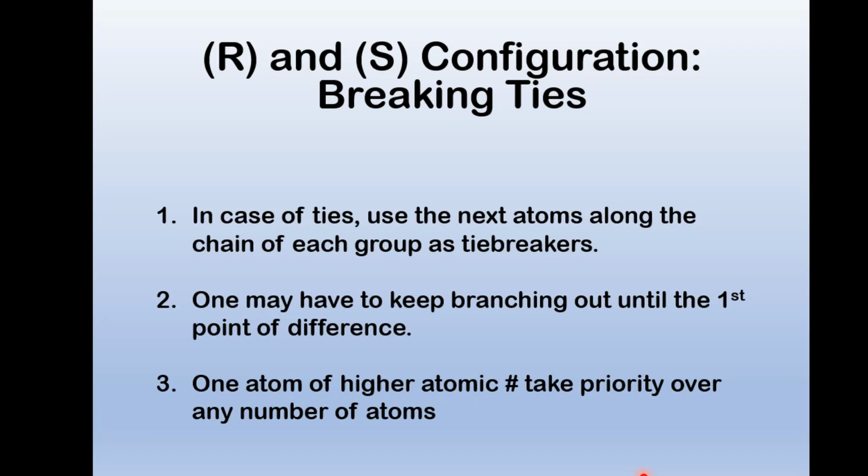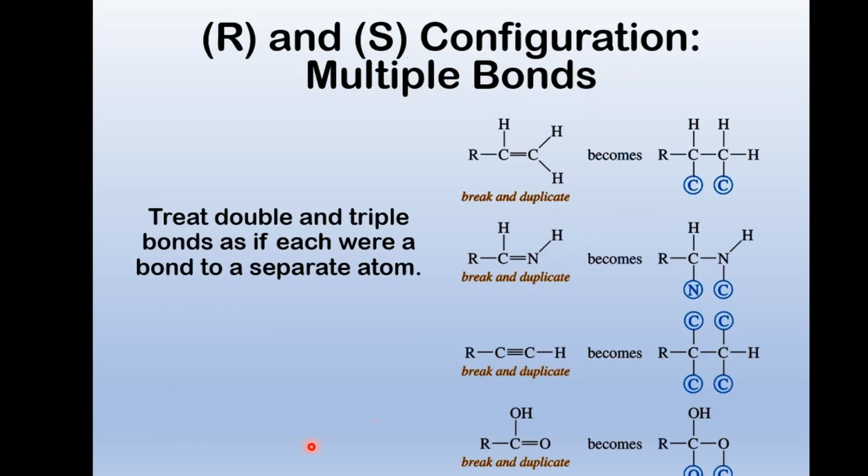So those little models are fairly straightforward. Eventually we're going to have a bunch of carbon everywhere, and it might be a little tough to figure out. We're probably going to add tiebreakers. In case of ties, use the next atoms along the chain of each group as tiebreakers. You might have to keep branching out till there's a difference, till the first point of difference. One atom of higher atomic number takes priority over the number of atoms. The multiple bonds are dealt with in this fashion.